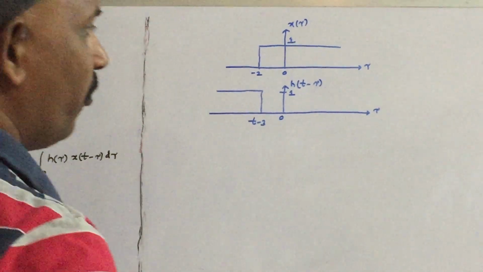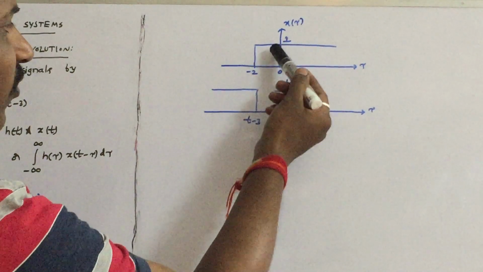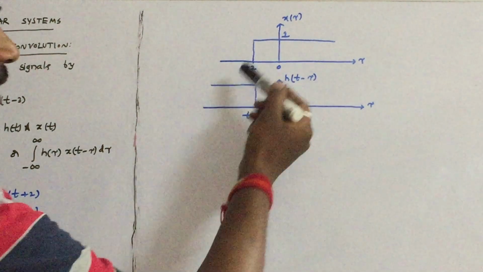The next step we have to take is to find out where these two graphs will not interact and where these two graphs will overlap. So that is what we have to check.